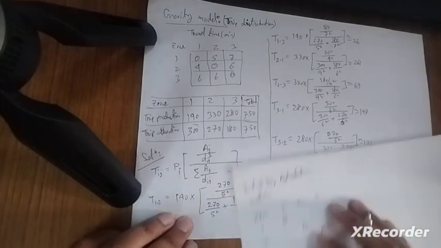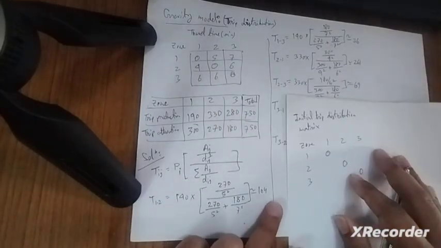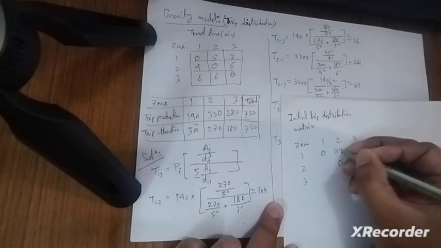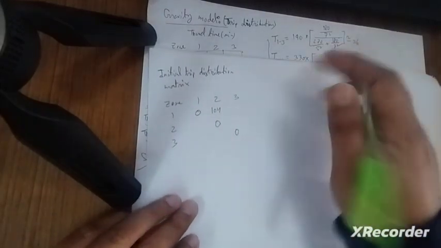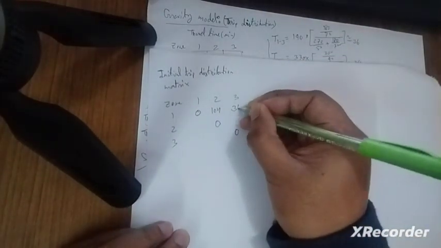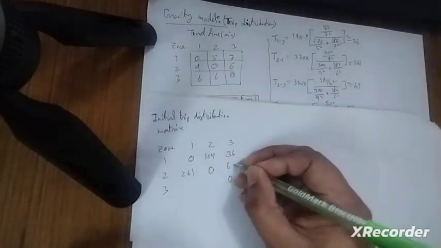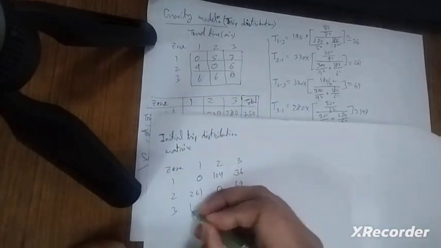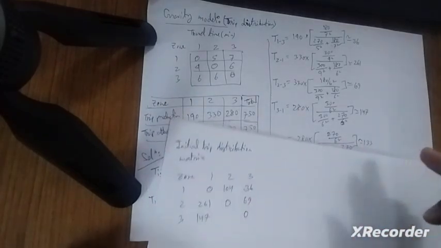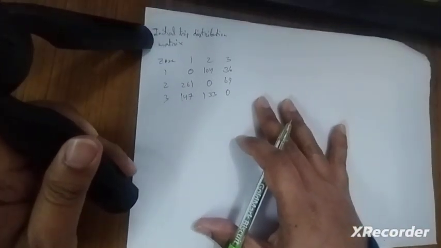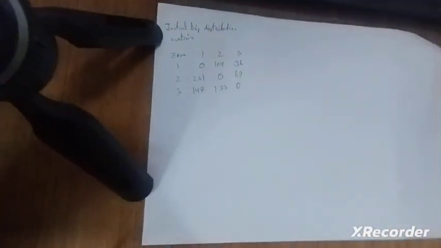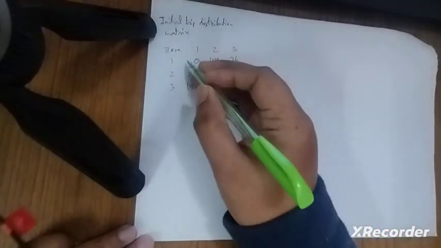For 1 to 2, say our trip is 104. For 1 to 3 the trip is 36. For 2 to 1 it is 261. For 2 to 3 the value is 69, and 3 to 1 the value is 147, and 3 to 2 the value is 133. So we write the entire matrix here. Let's remove the previous part, we do not need that. Now we have the matrix.